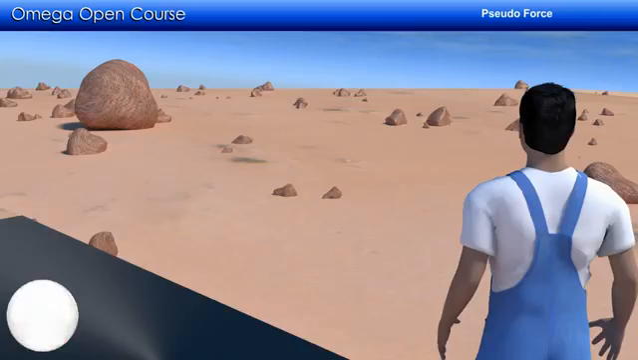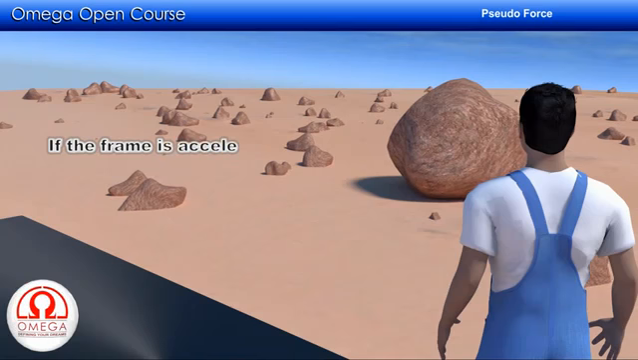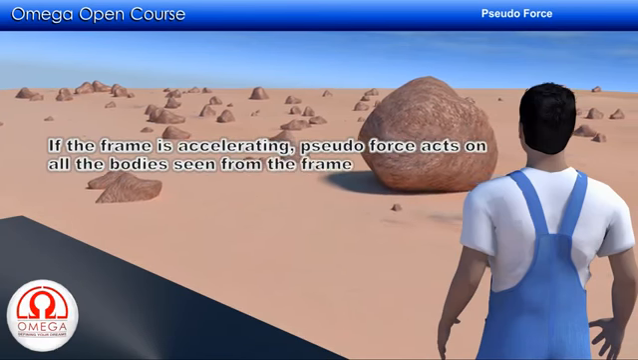But in the frame attached to the cart, there appears to be a force acting in the opposite direction on all the objects. This force is called pseudo force. Pseudo means false. Thus, it is a false force. It does not really exist. It appears only when our frame of reference is accelerating. In other words, whenever we are analyzing a situation from a frame that is accelerating, all bodies in that frame will experience an extra force, the pseudo force.